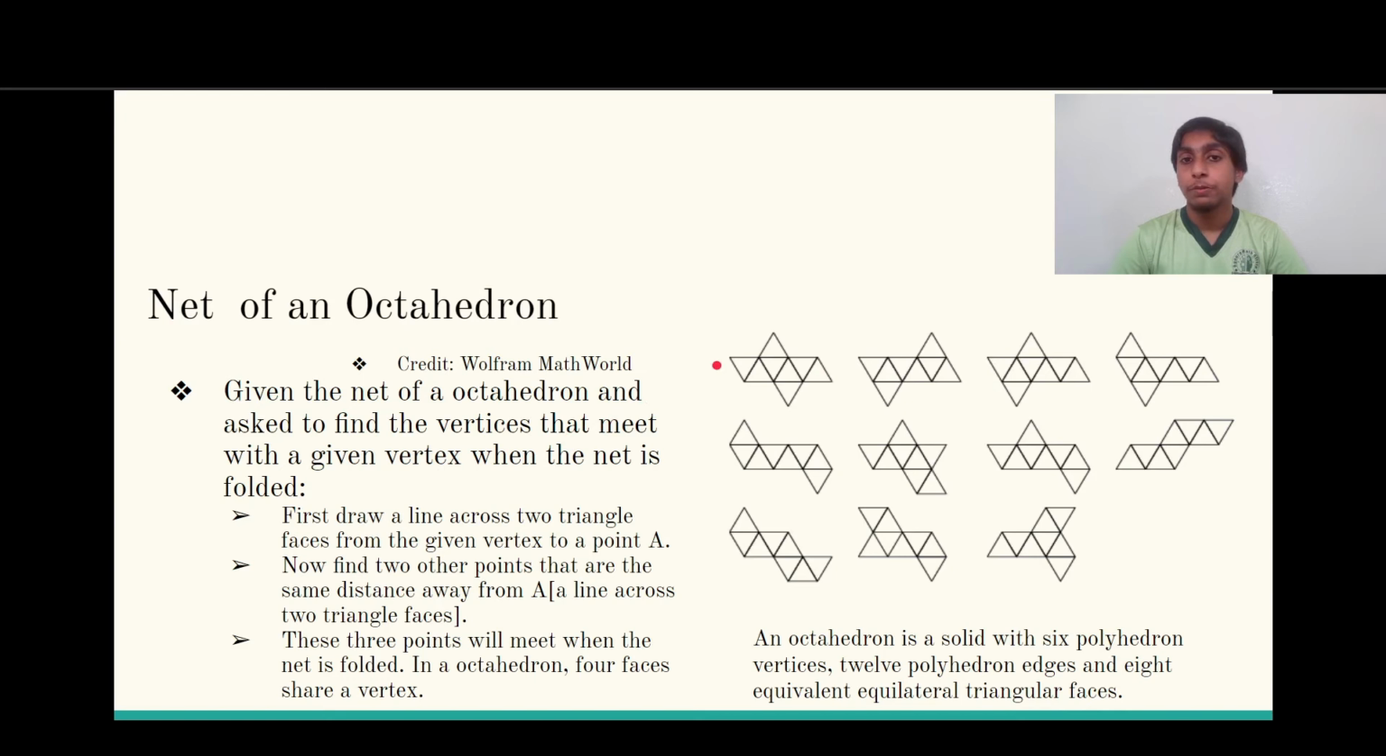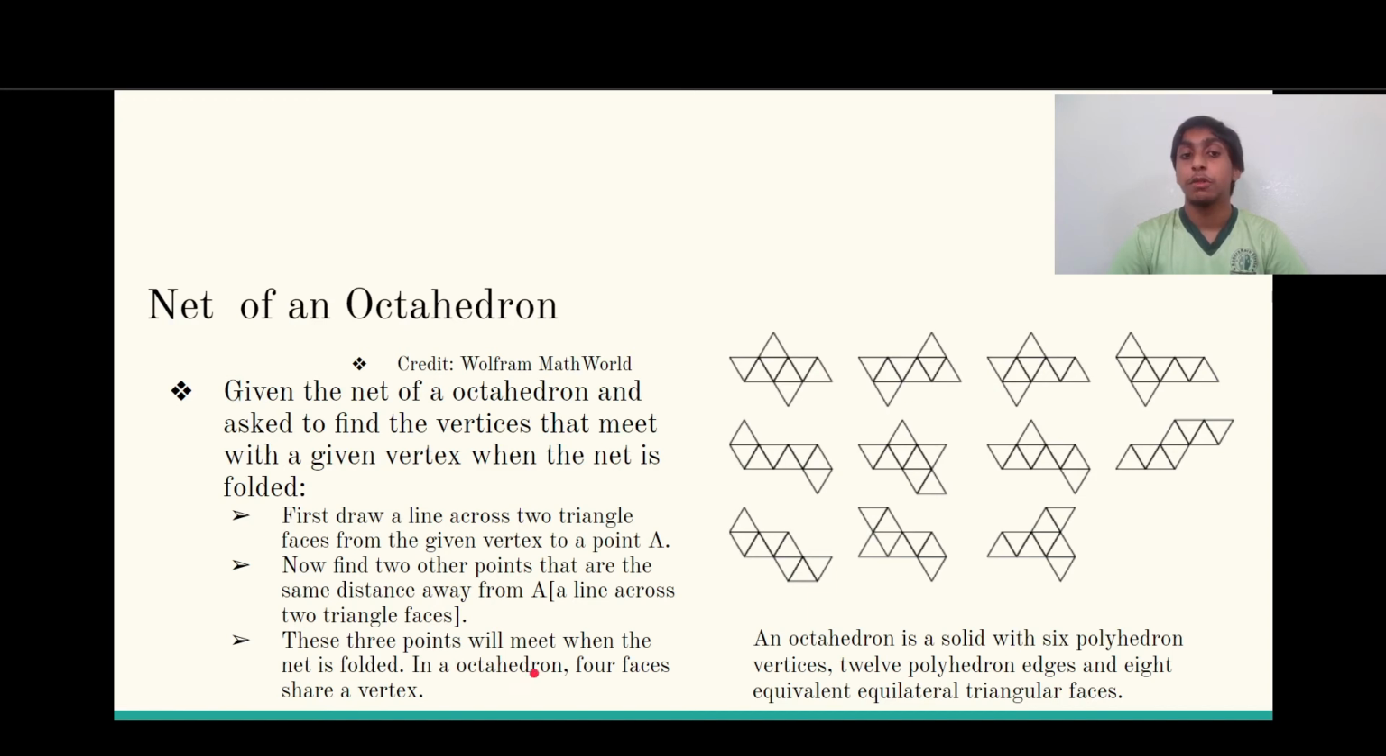Except here we have triangle faces, we don't have square faces. So I'm going to be drawing my line across 2 triangle faces. So first draw a line across 2 triangle faces from the given vertex to the point A. Then find 2 other points that are equidistant from this point A. And then the 3 points will meet when the net is folded.